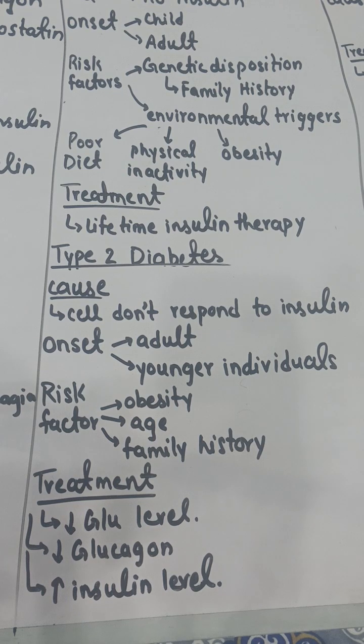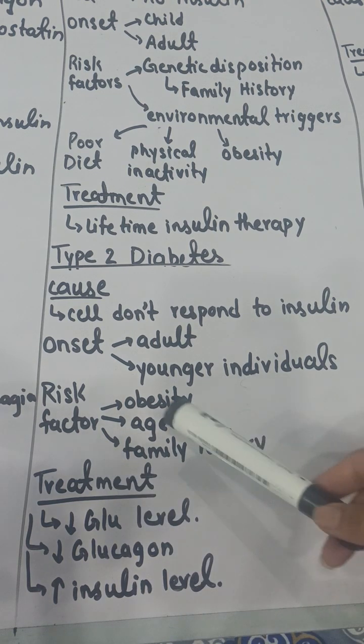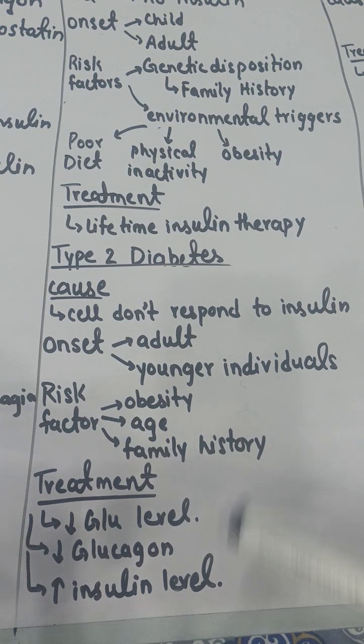individuals who don't maintain their lifestyle in a well-mannered way. Next, the risk factors for it include obesity, people of advanced age, and family history, which also matters in type 2 diabetes, which is occurring in 90 to 95% of the people.